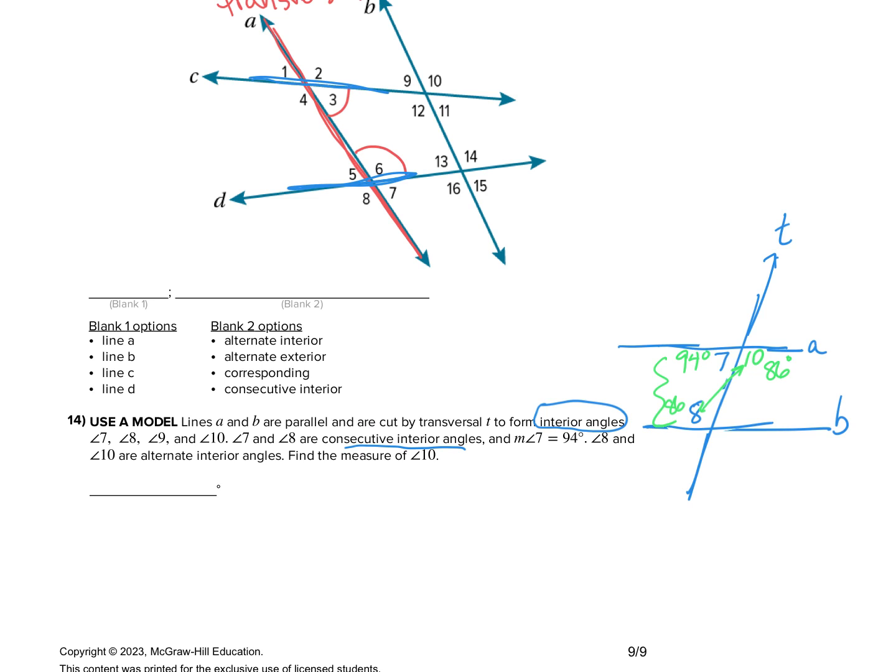But you could also look at it this way. 7 and 10 are a linear pair, which also happens to be supplementary. So even if you didn't remember that alternate interior angles are congruent, 7 and 10 do form a linear pair. So you would do 180 minus 94 either way. So the answer to this question, number 14, is that angle 10 is 86 degrees.